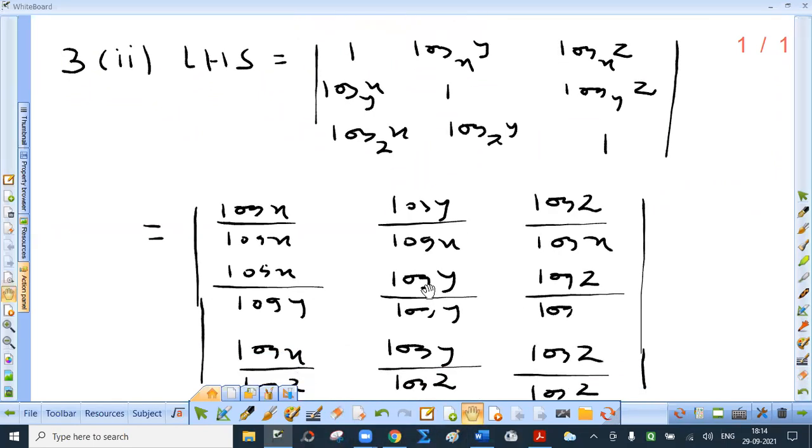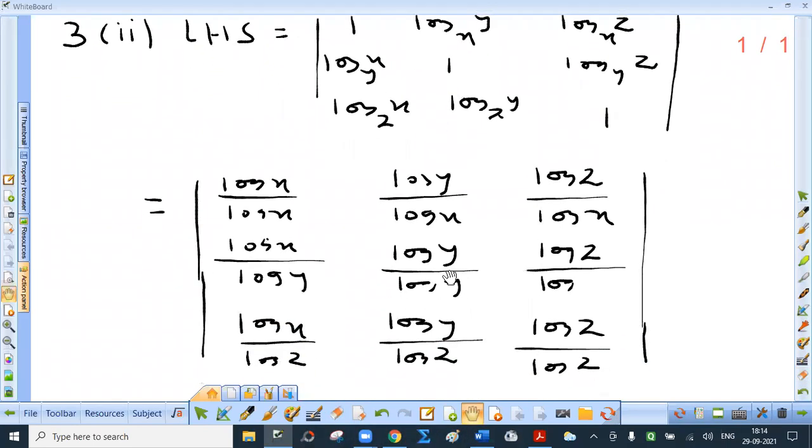And what about third row? Log x upon log z, log y upon log z. Now denominator is log z. So I replace this one by log z upon log z.